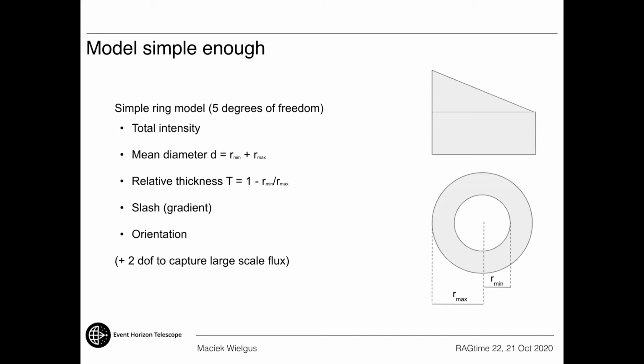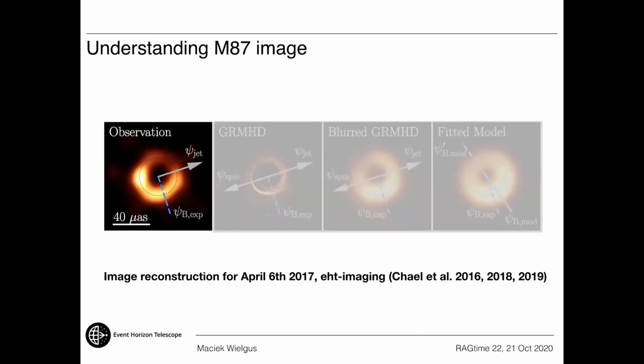It only has a bunch of parameters: 5 degrees of freedom, and 2 degrees of freedom to capture large scale flags, because our measurements are sensitive to brightness in the distant jet, unfortunately, at least some of our measurements. So 7 degrees of freedom, still not that much. Still, there is a hope that this model could tell us something about source geometry and not violently overfit or underfit.